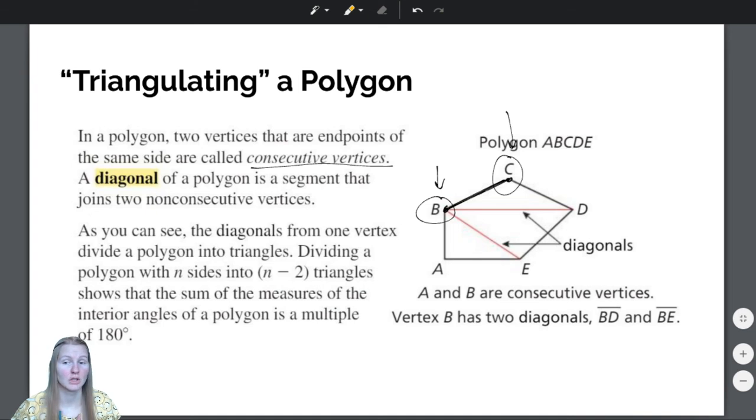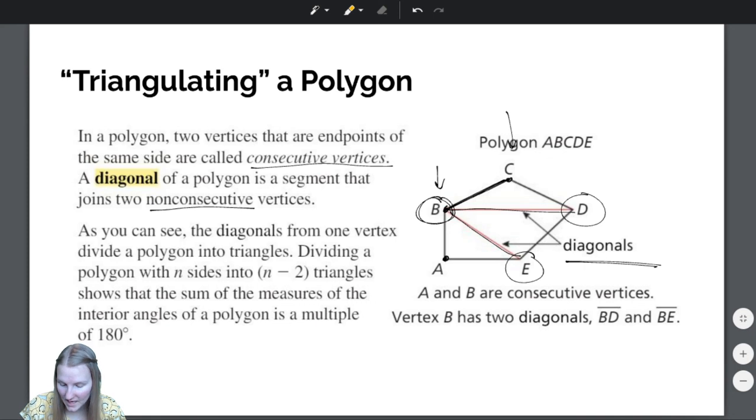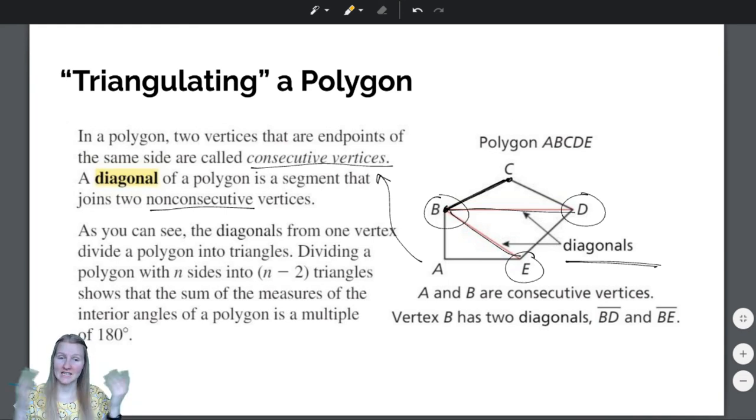A diagonal of a polygon is a segment that joins two non-consecutive vertices. So, for example, B and C are consecutive, but B and D are not consecutive. They don't share a side. So the segment that connects B and D is a diagonal. The segment that connects B and E is a diagonal. But B and A, they share this side right here. So B and A are consecutive vertices, and they don't make a diagonal, they make a side together. So, if I connect two non-consecutive vertices, I get a diagonal.